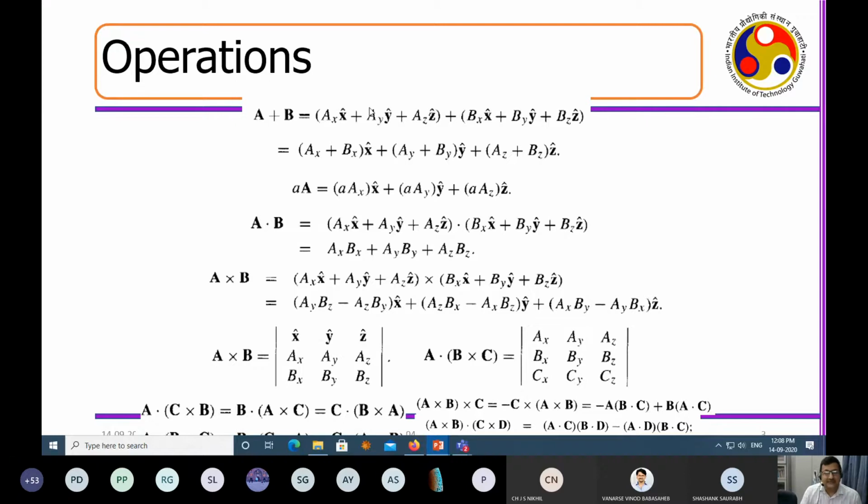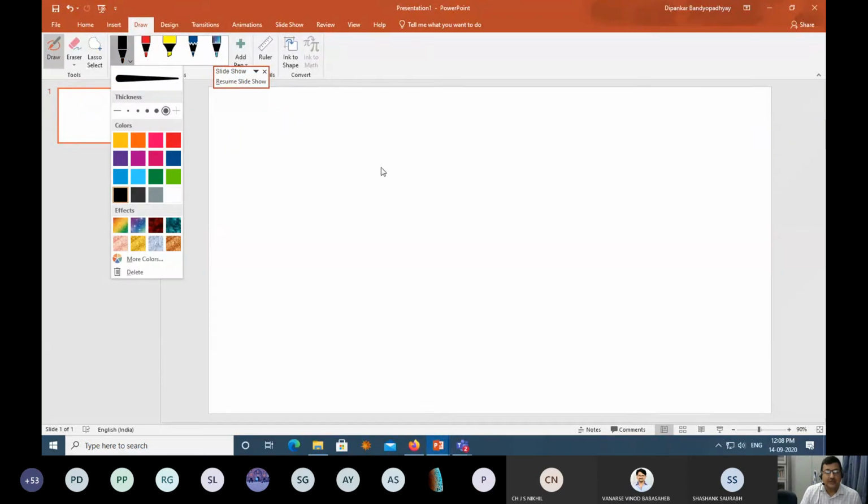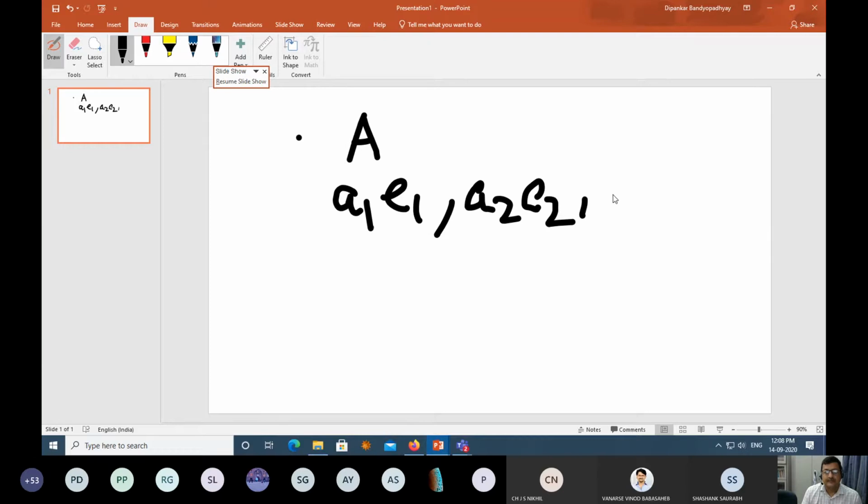Now you know that vectors are expressed in terms of what? In terms of unit vectors, right? So how is it done? Suppose I say that a vector is A. How do I write it? I start using a notation which is not there in the lecture note. This will be helpful for me as I progress. So I say that this A is nothing but A1 E1, comma, A2 E2, comma, A3 E3.